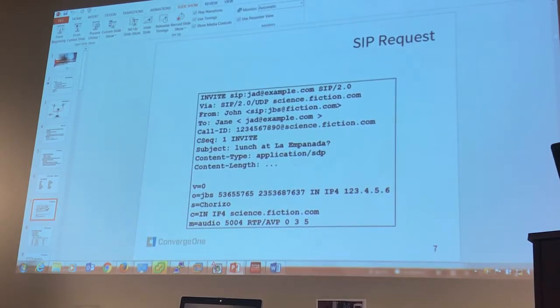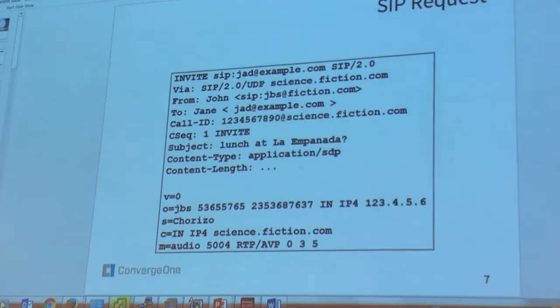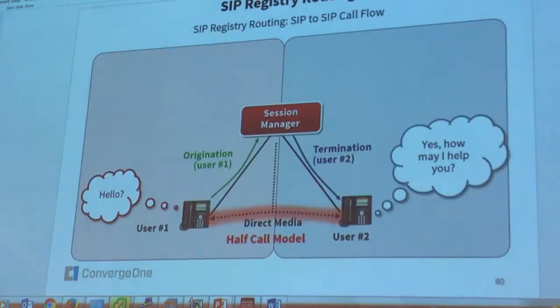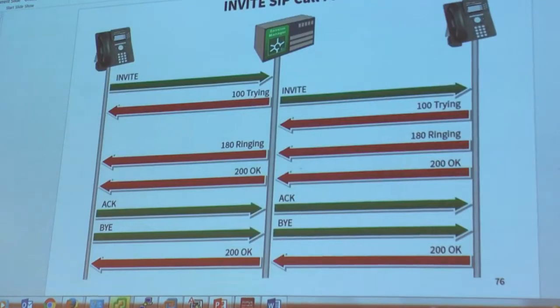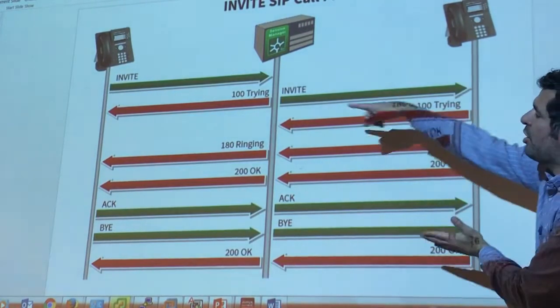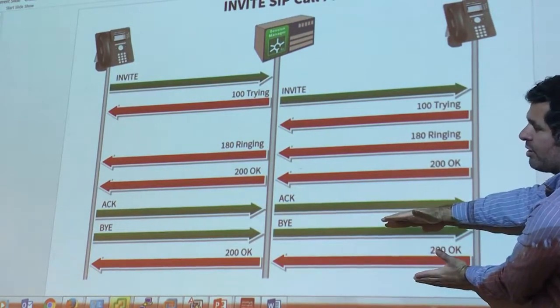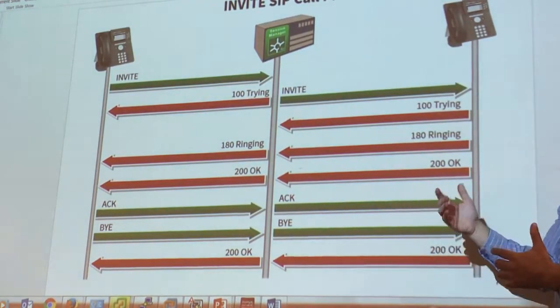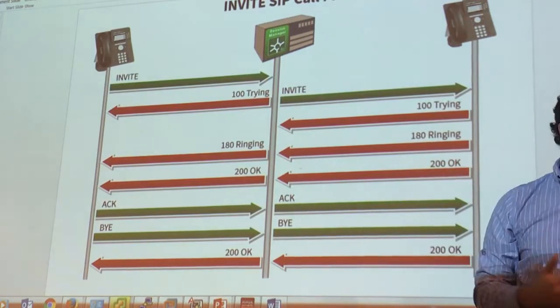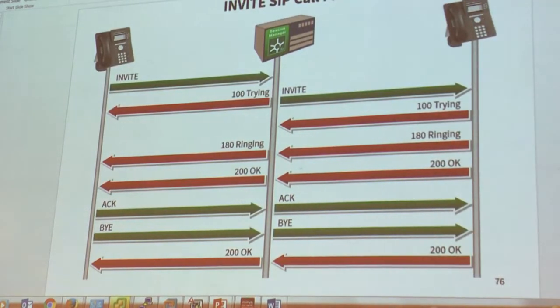Command sequence is a header that identifies all of the messages within the same transaction, because even the most basic call has two transactions. Let me show you, if I go back to this very basic call, one transaction would be all of the responses because of the invite, and then another transaction is the bye. So even the simplest call like this one has two transactions, one to initiate the call, one to terminate it.